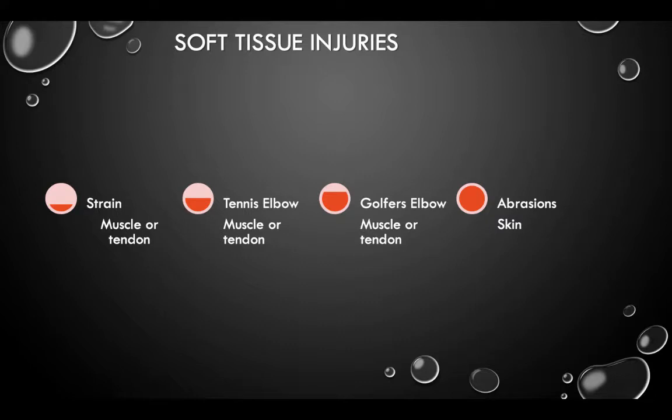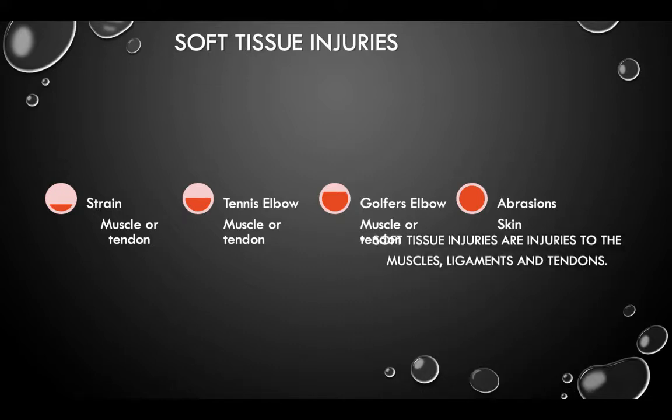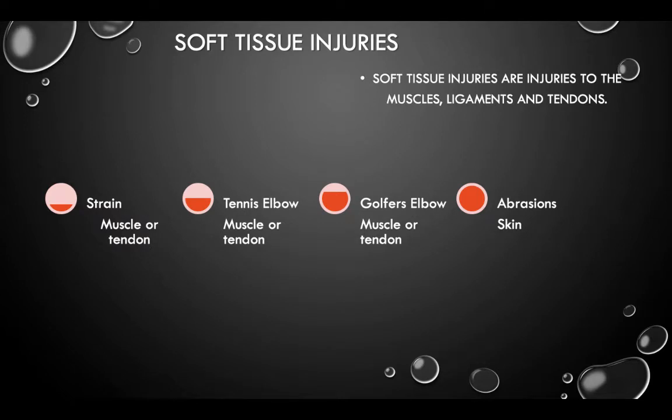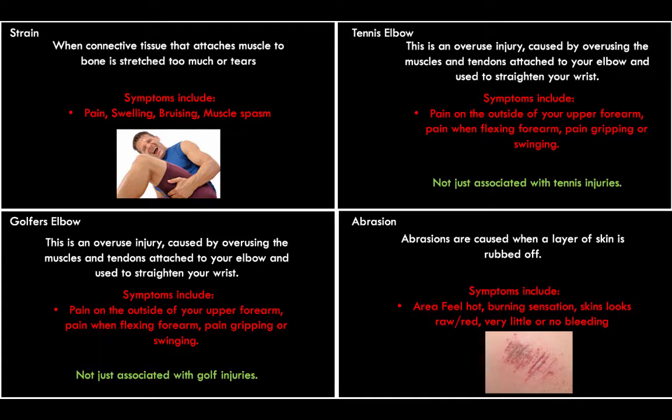Soft tissue injuries. These can be referred to as strains for muscles or specifically your tendons, tennis elbow, golfer's elbow, or abrasions. Soft tissue injuries are injuries to the muscles, ligaments, and tendons. A strain is when the connective tissue that attaches the muscle to the bone is stretched too much or tears. Some symptoms include pain, swelling, bruising, muscle spasms.